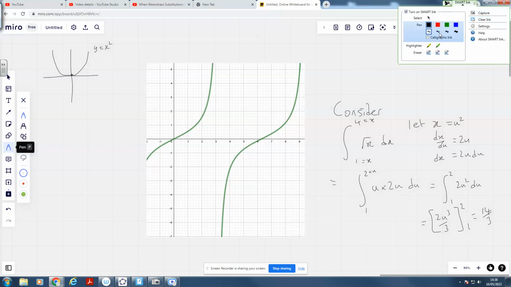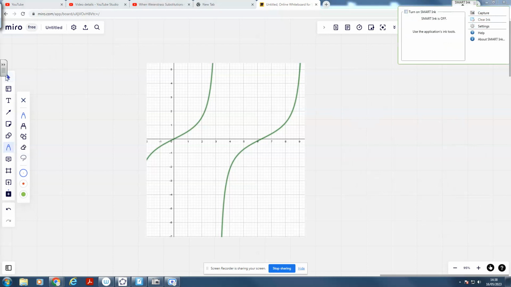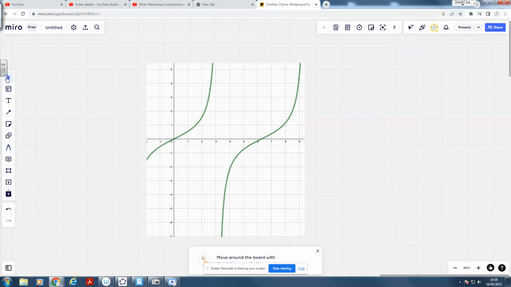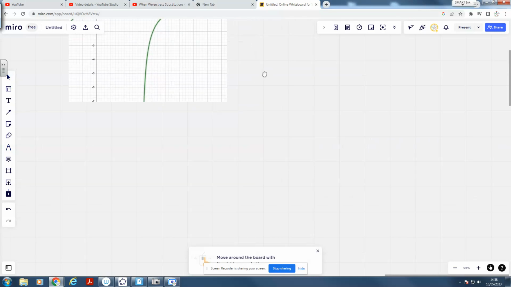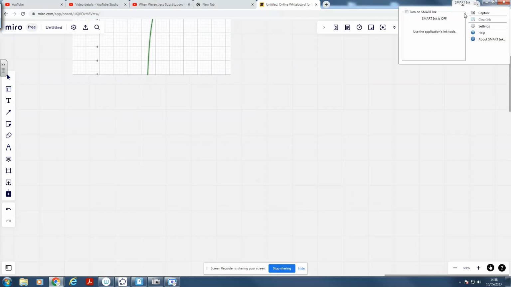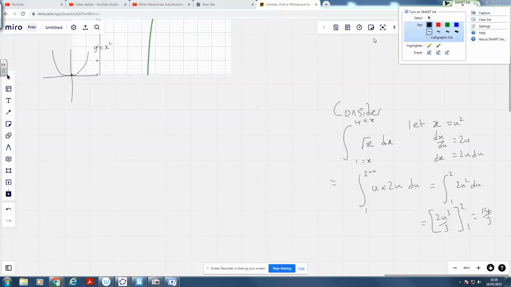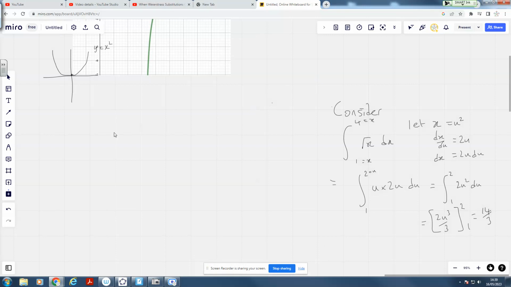Okay, let's turn this off for a second just so I can move around the screen. Okay, right, so let's try that. Well, if I did it the other way around, what would I have? I would have the following.